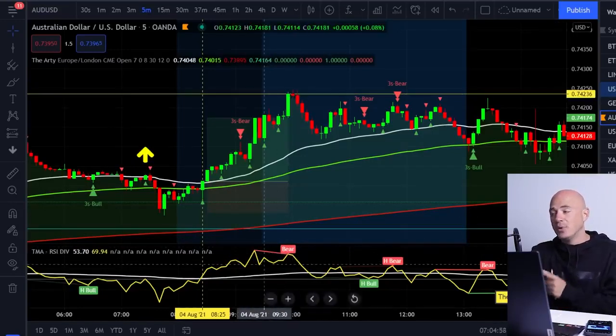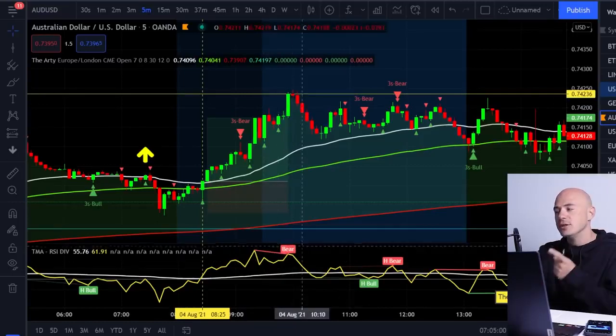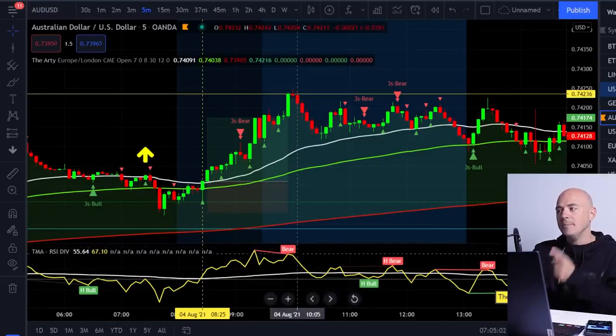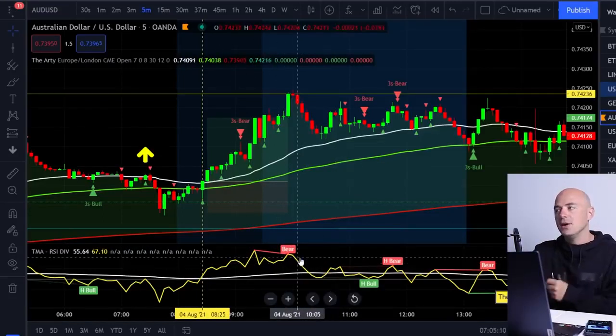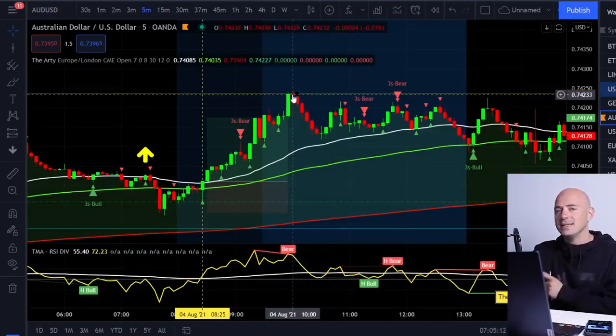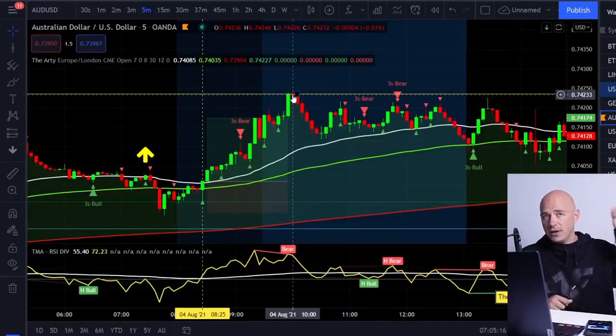Now, this does not print every time. This is a free indicator, so it doesn't work every single time. So you just have to keep an eye on this. If you're seeing lower highs on the RSI and higher highs on the price, that's a divergence. If you're not familiar with divergences yet, watch this video right here.